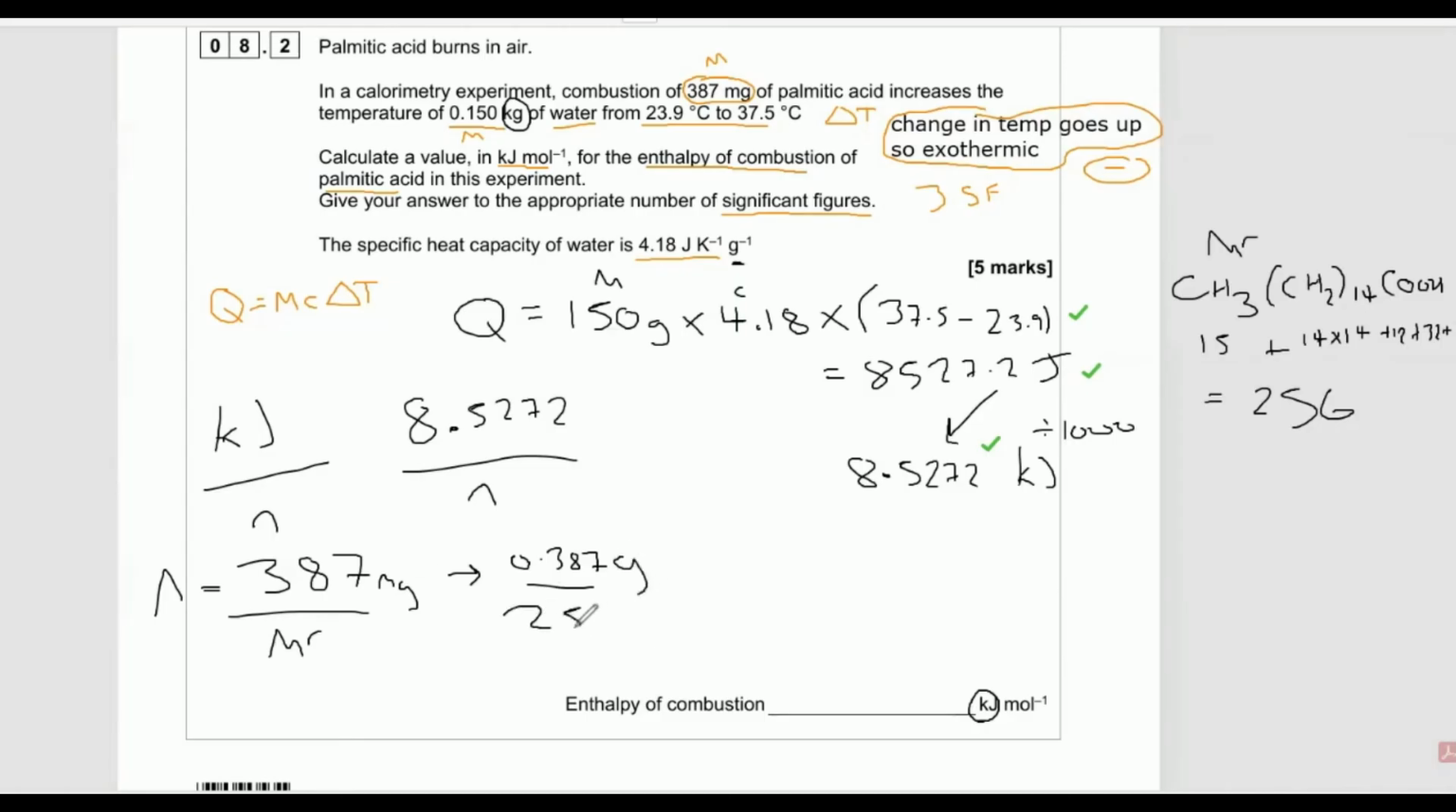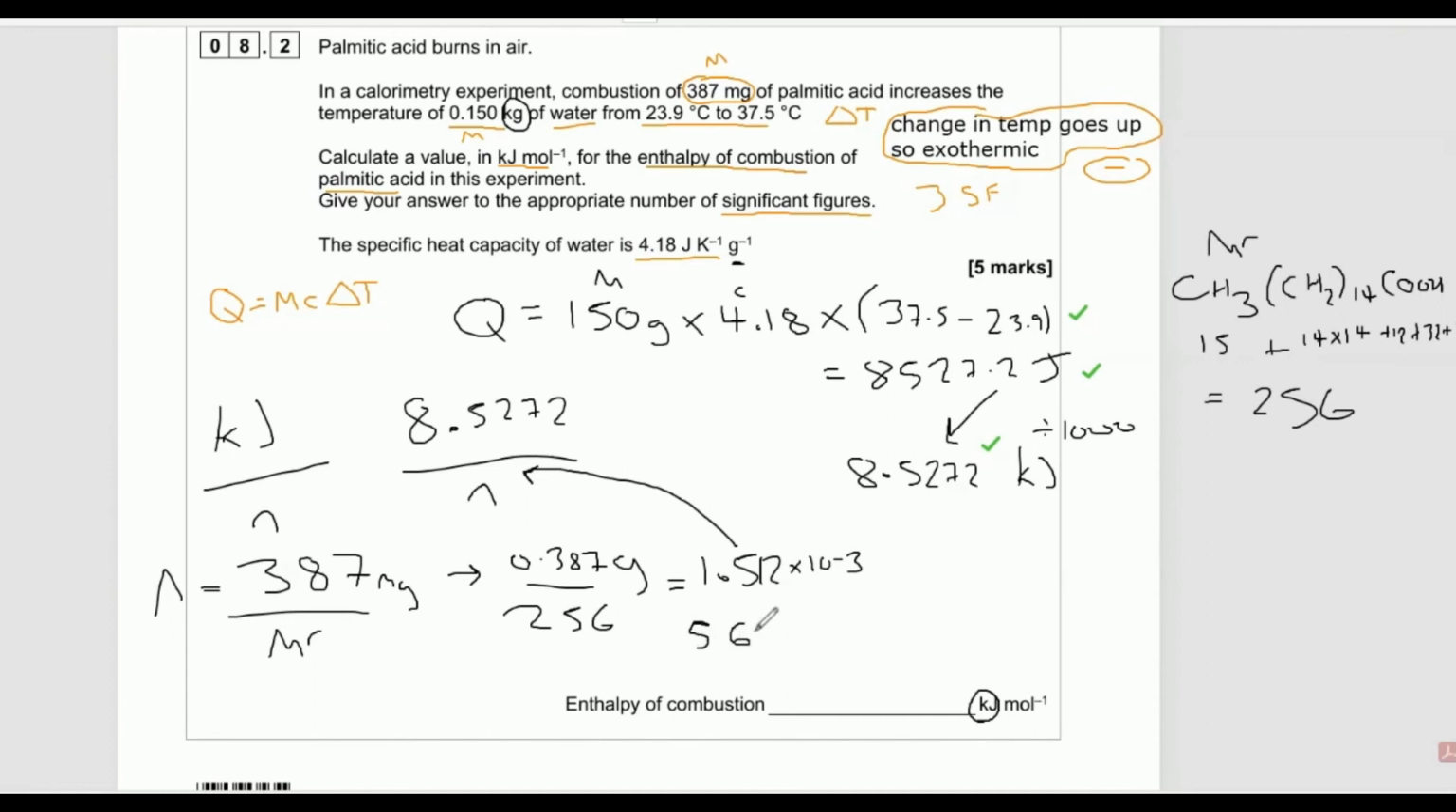So then do 0.387 grams, which is the mass, divided by 256, the Mr, and that's going to give us 1.512 times 10 to the -3, and that's our moles. So now I just need to divide kilojoules by moles. The hardest bit really was working out the Mr of the palmitic acid. You could easily make a mistake there.